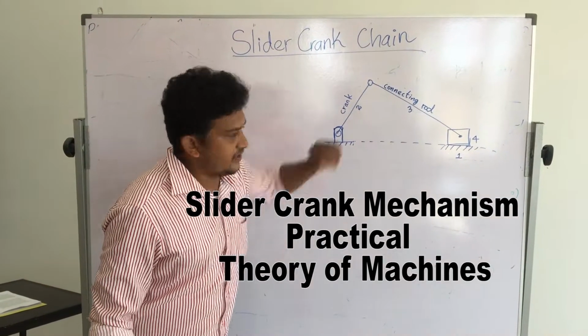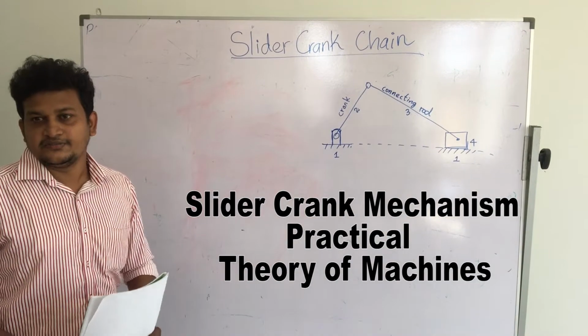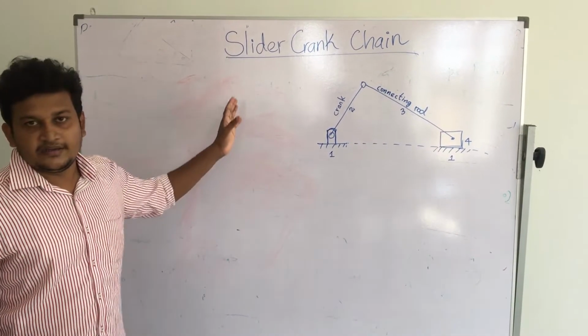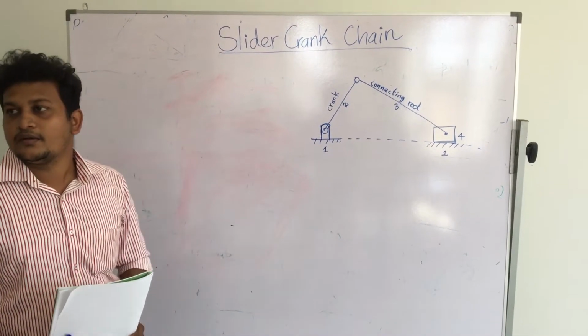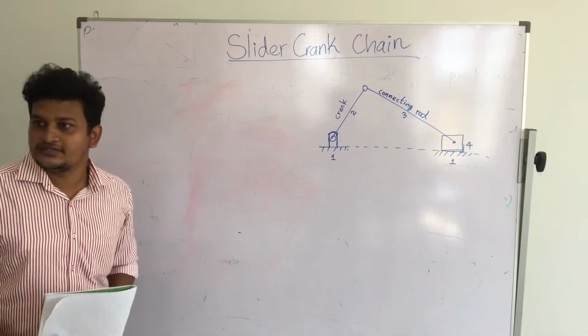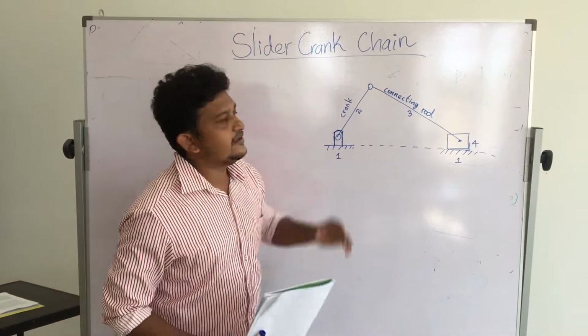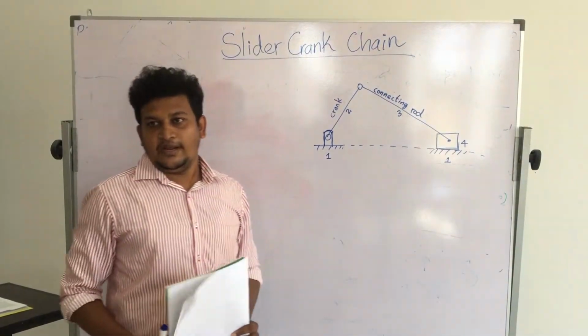The slider crank chain. This is also one of the mechanisms. This mechanism we call the planar mechanism. There are two kinds of mechanism, I hope you know: the spatial mechanism and the planar mechanism. This slider crank chain comes under the planar mechanism.